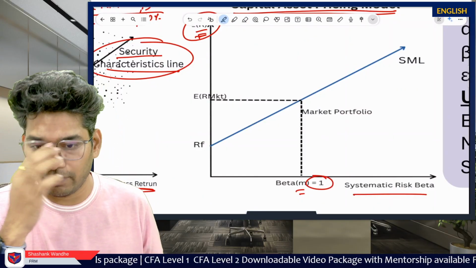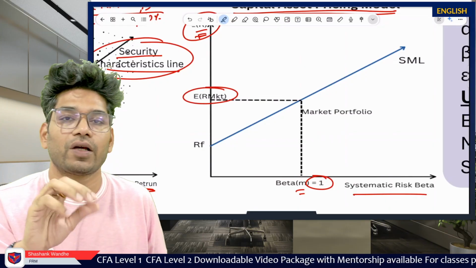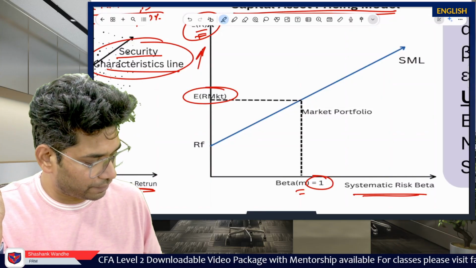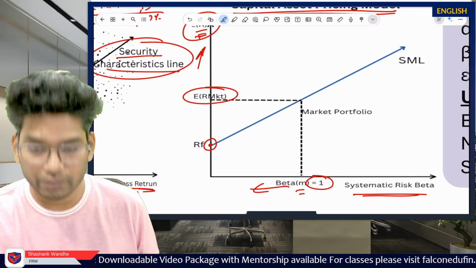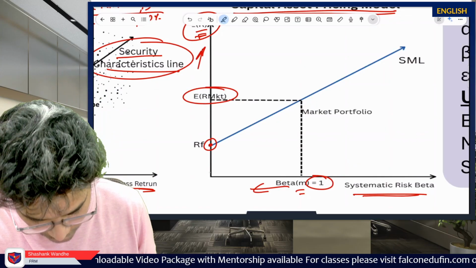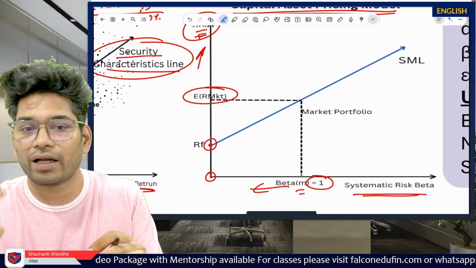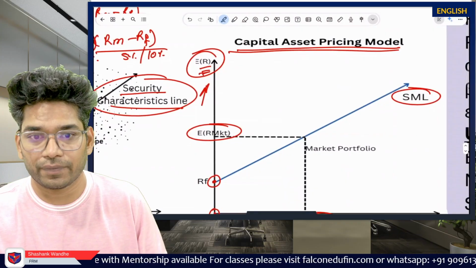At beta equal to 1, you will get the expected return equal to the market. If you increase the beta, this will increase. If you lower the beta, you may reach the RF. Here the RF point is also important. If your beta is 0, then you will get the risk-free return. And this is the securities market line.